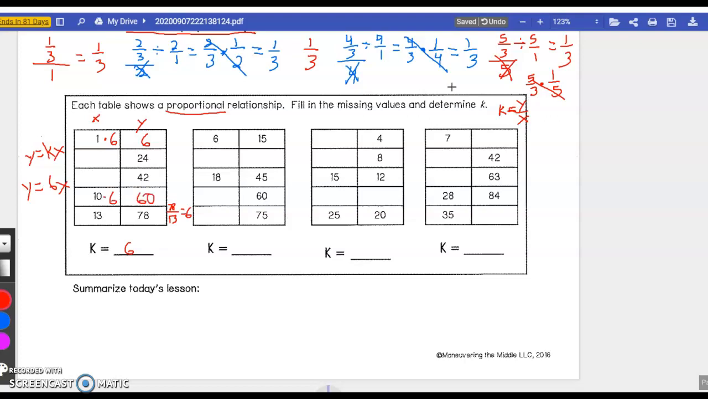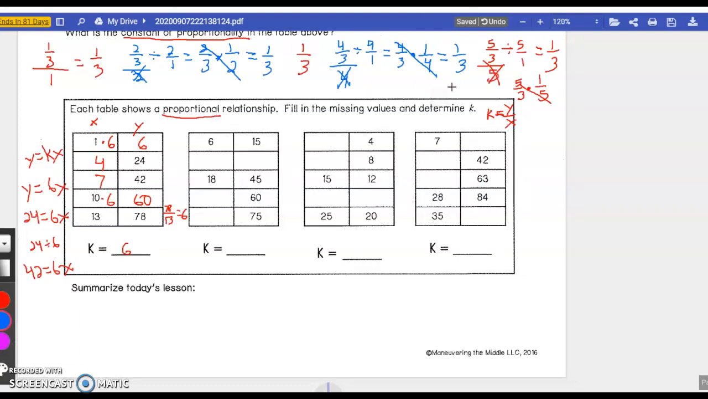Notice I skipped these two because these two say that our y value is 24. So if our y value is 24, we need to say 6 times what number equals 24? Or you could think of it as 24 divided by 6. If you do that, you hopefully come up with 4. Same thing over here. 42 equals 6 times what number? 6 times 7.